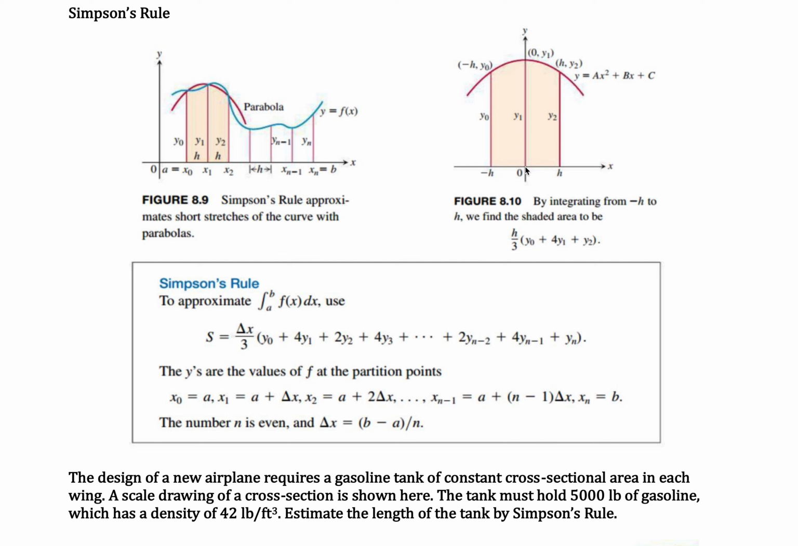the area of the shaded region to be h over 3, where h is the distance from the origin. And then it's y naught, so that's that left y value, plus 4 times the middle y value, plus y sub 2, which is that right y value. So that gives you the area for two of these subregions. If you were to continue this process all along the curve, two of these subintervals at a time, you would come up with Simpson's rule.